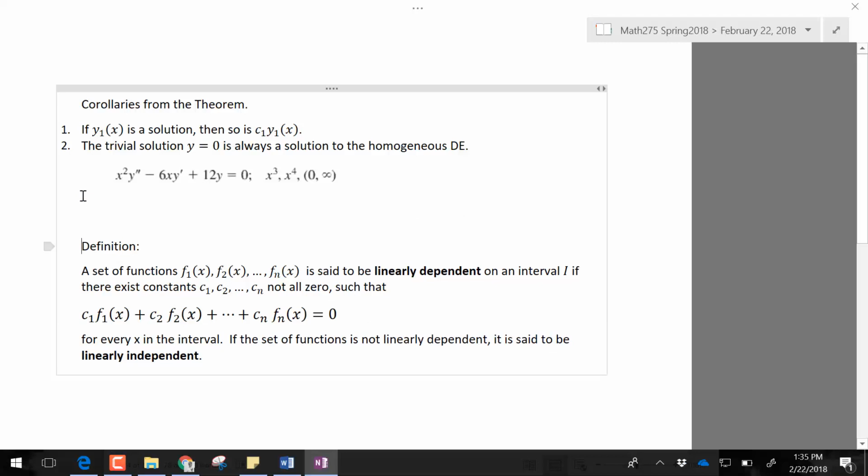Linear independence. Well, there's some corollaries from the theorem. If you have a set of functions, then a constant times a function is going to be a solution. And the trivial solution is always going to work for the homogeneous differential equation.